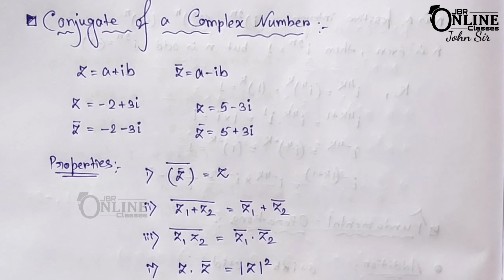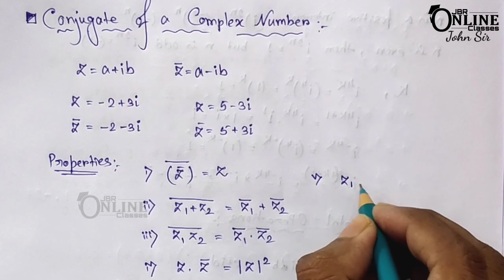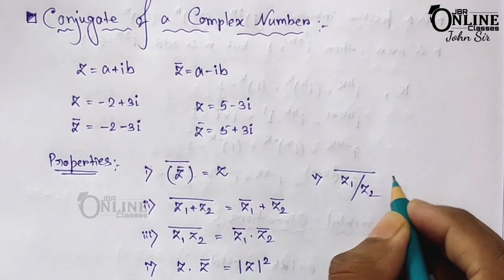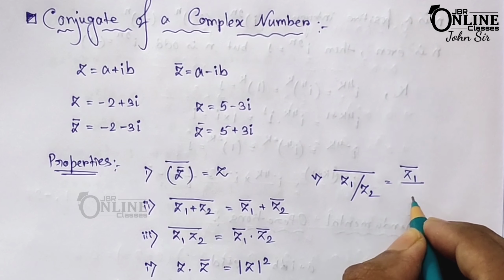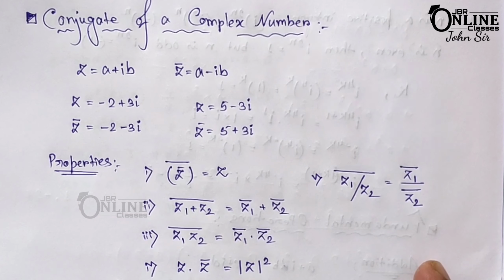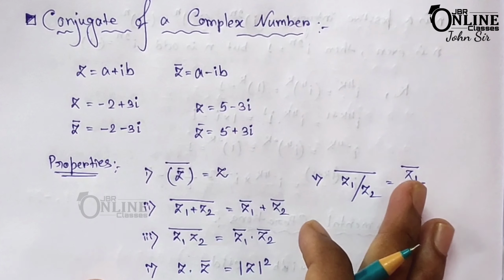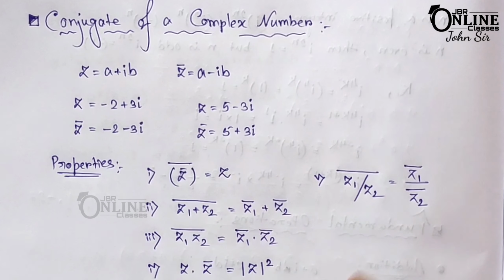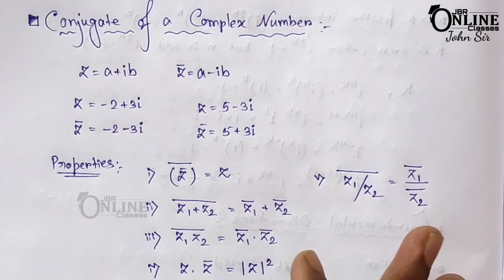Remember that it equals mod z square. And the last property is that the conjugate of z1 by z2 equals the conjugate of z1 over the conjugate of z2. So these are the properties of the conjugate of a complex number, and you just have to remember them, no need to prove these properties.